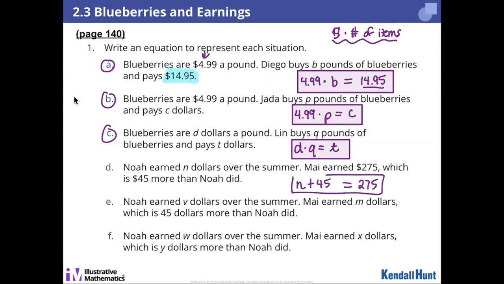So in this case, we don't use multiplication to describe what we would do. Here, we just add. We take the amount that Noah earns, add 45 to it, and voila, you have your equation for how much Mai earned.